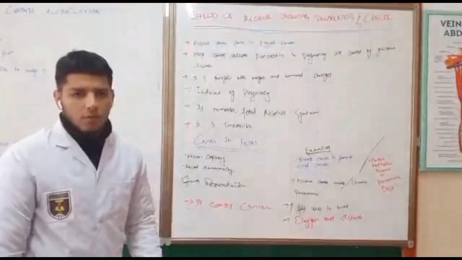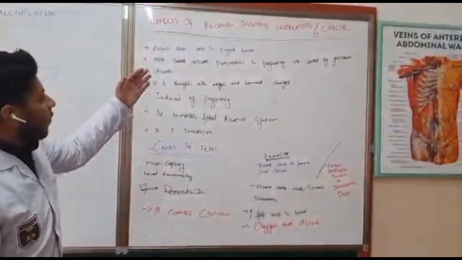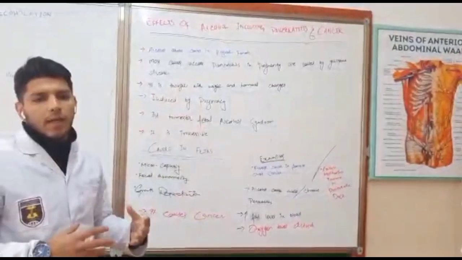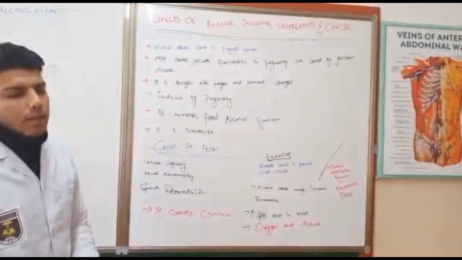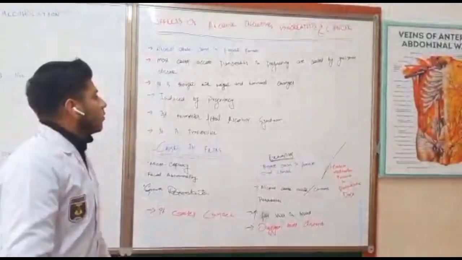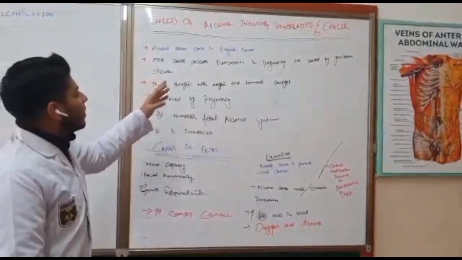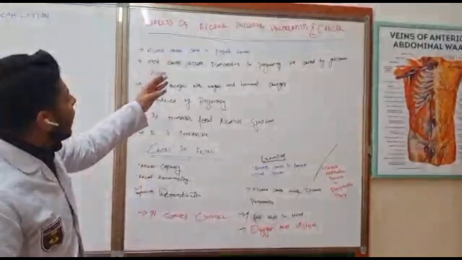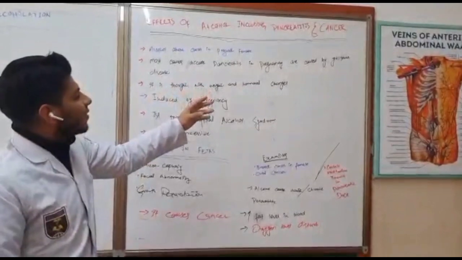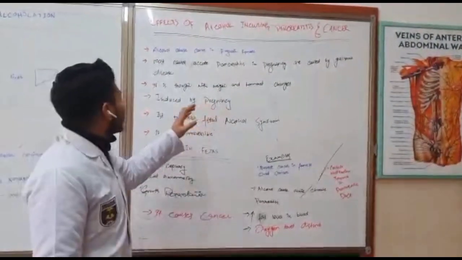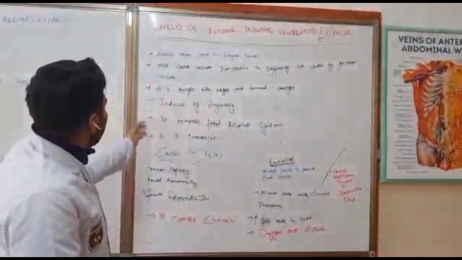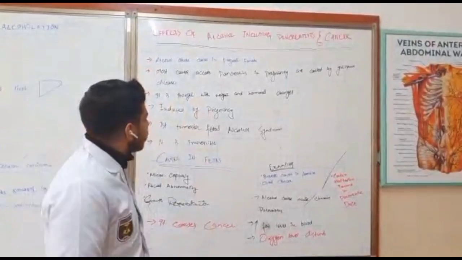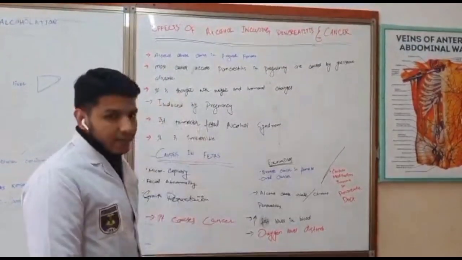Today we discussed the effect of alcohol, including pregnancy in females, acute pancreatitis, and alcohol and cancer. Alcohol abuse causes problems in pregnant females. The most common cause of acute pancreatitis in pregnancy is gallstone disease. It is taught with weight and hormonal change induced by pregnancy in females.